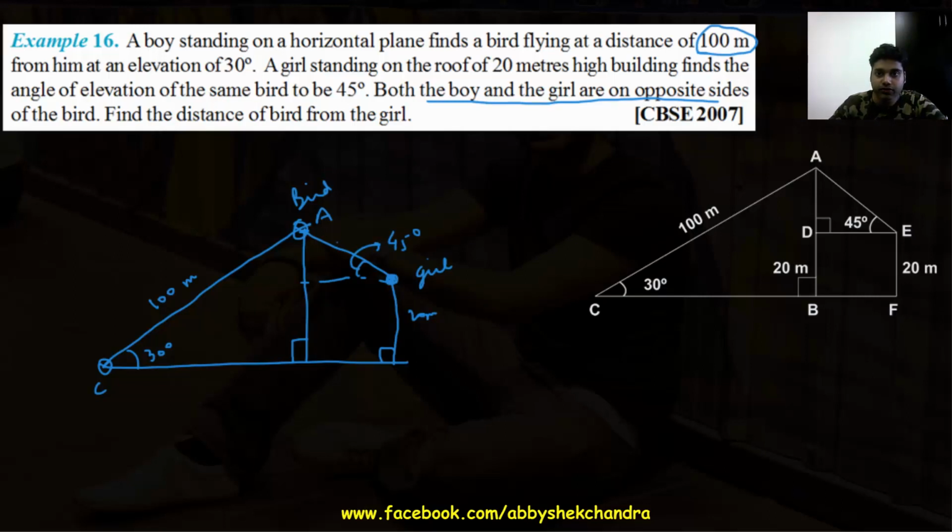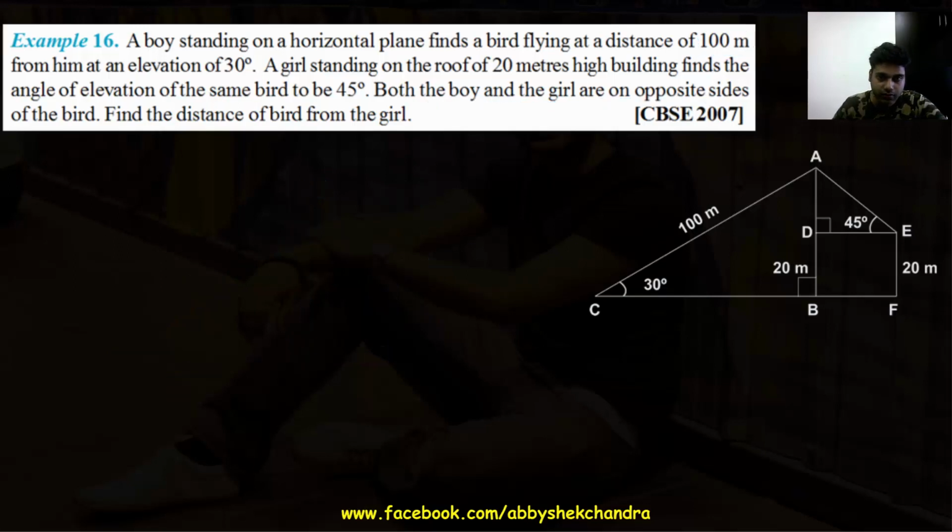Find the distance of the bird from the girl. So we need to find AE. This distance is what we need to find. So this is how I got to this figure. We are going to work with that figure. Okay. So we need to find this distance. This distance is what we need to find.